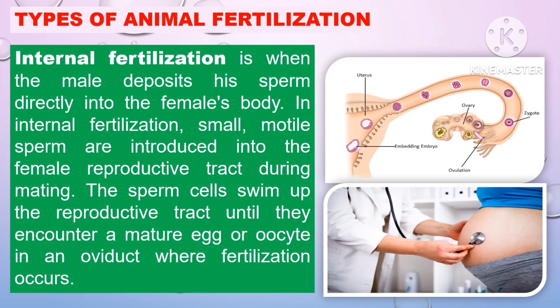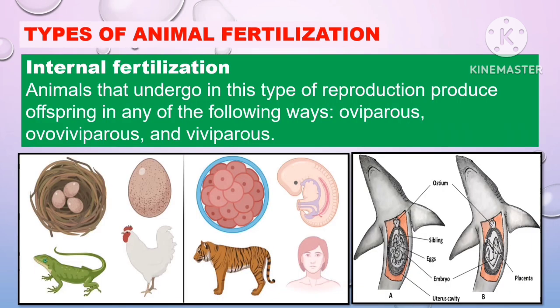Another type of animal fertilization is the internal fertilization. It is when the male deposits his sperm directly into the female's body. In internal fertilization, small motile sperm are introduced into the female reproductive tract during mating. The sperm cells swim up the reproductive tract until they encounter a mature egg in an oviduct where fertilization occurs.